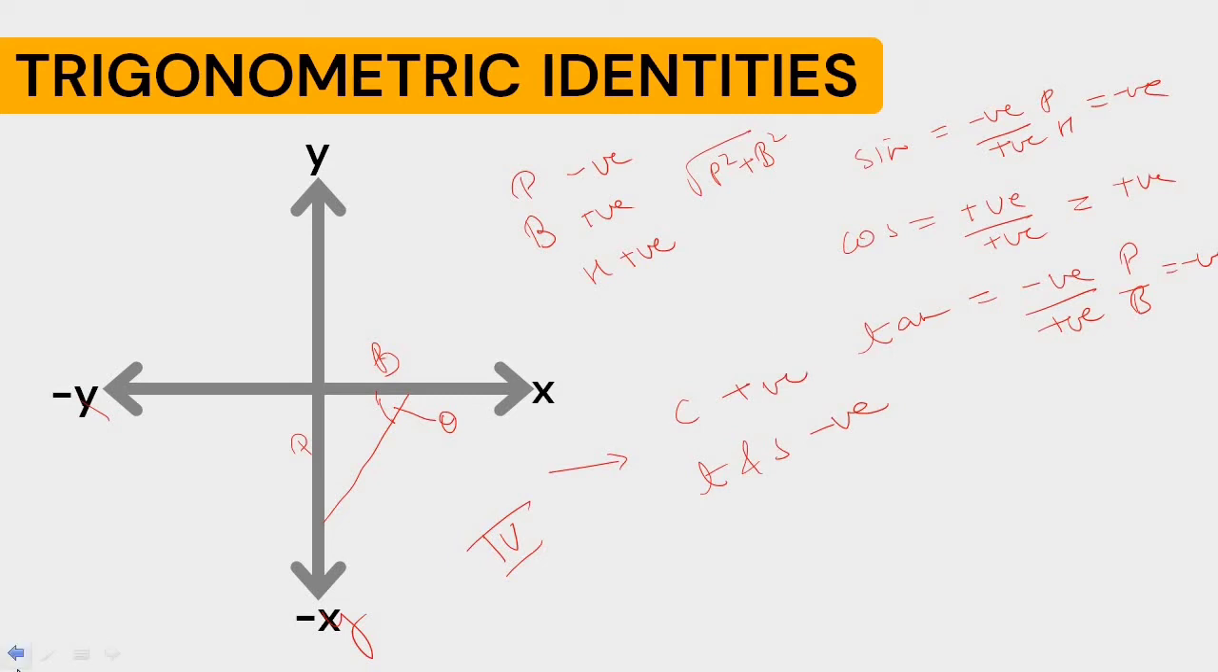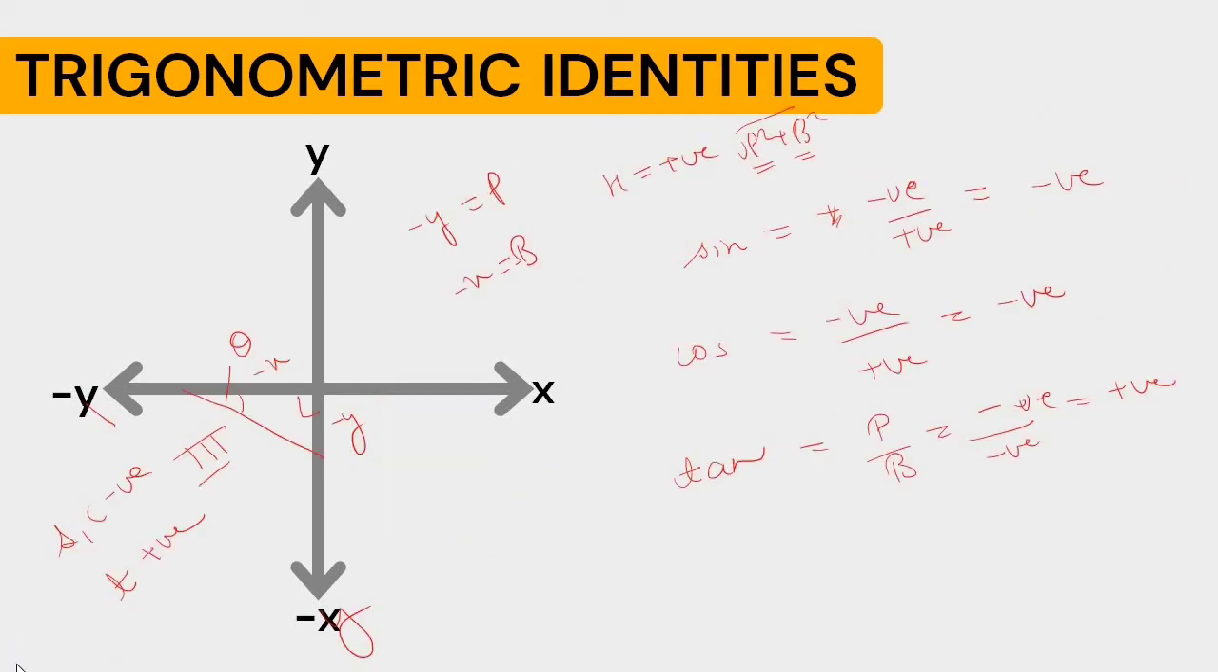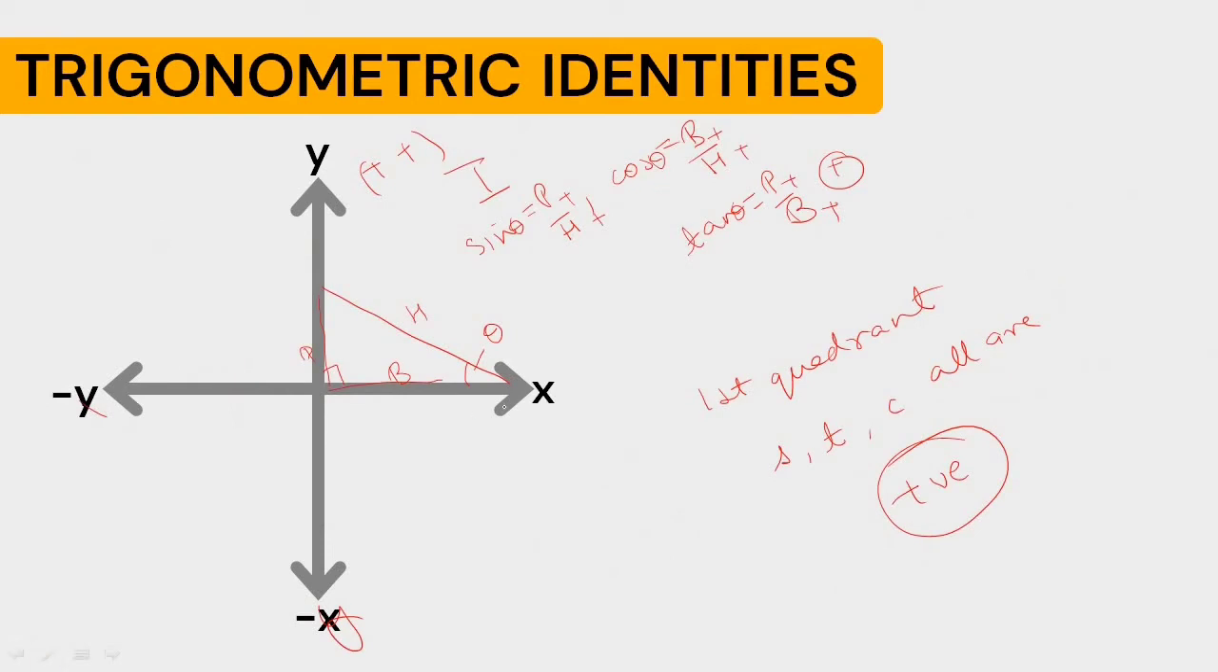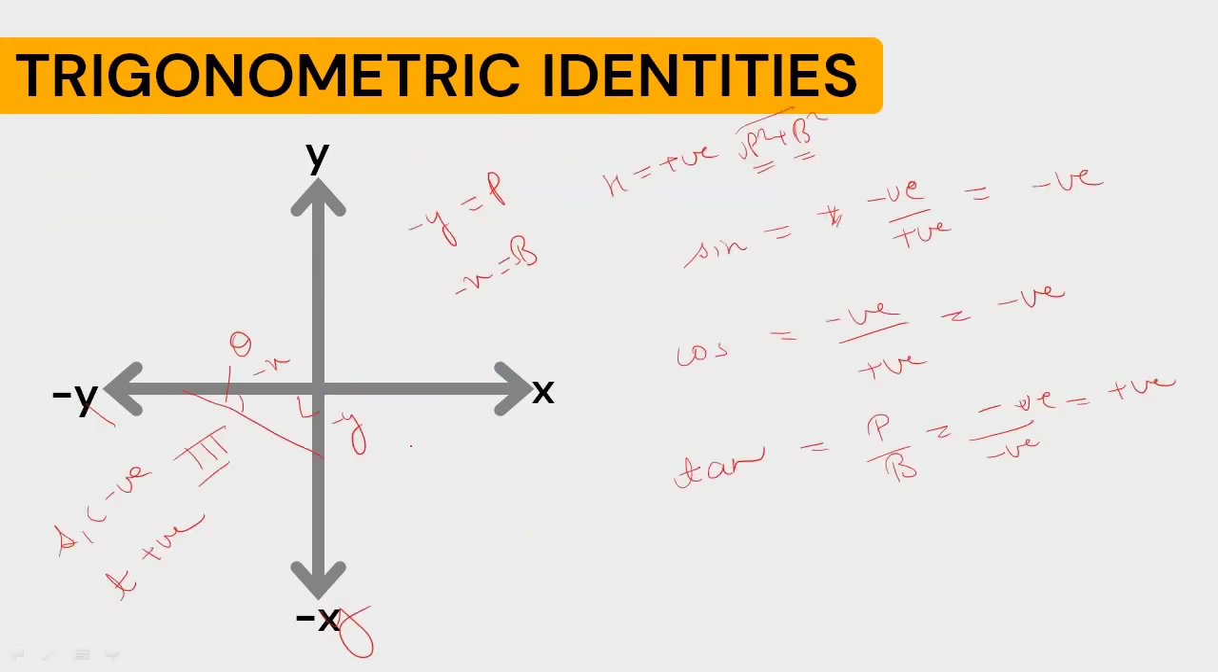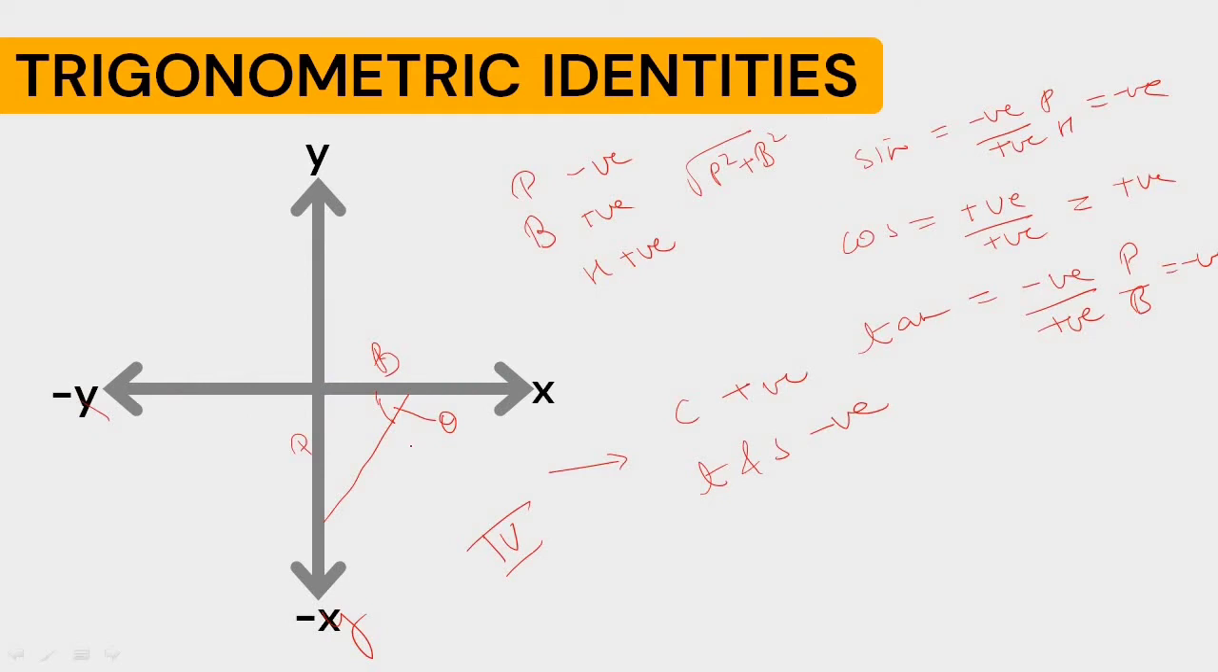So what we have seen in all these slides: in the first quadrant all were positive, in the second quadrant S is positive, in the third quadrant T is positive, in the fourth quadrant C is positive. So we can write it like this. In first, all were positive. In second, S was positive. In third, T was positive. In fourth, C was positive.